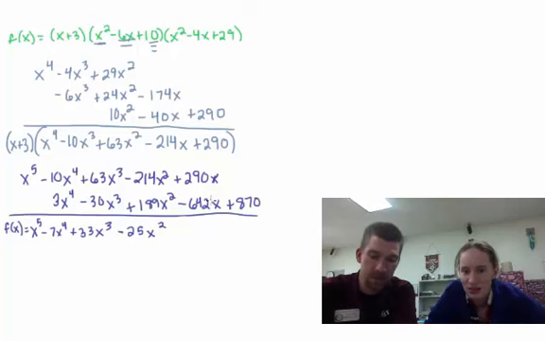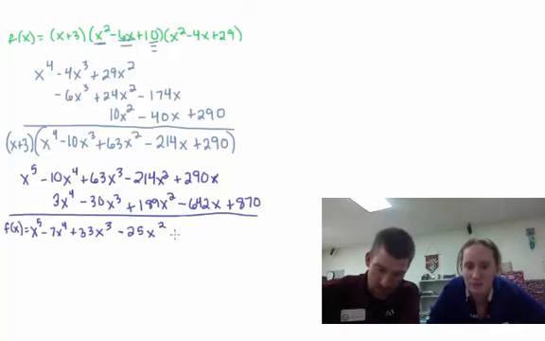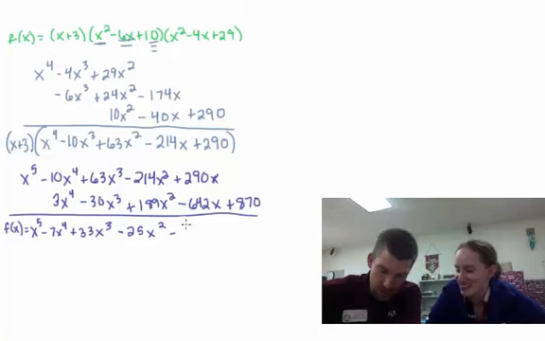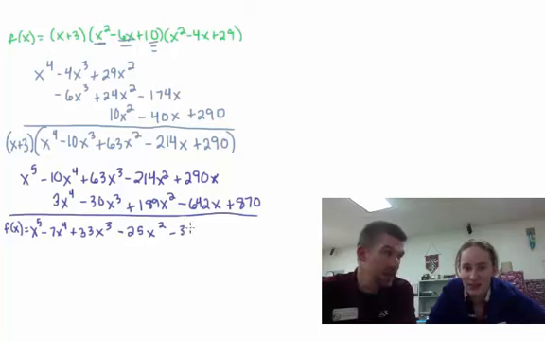And then 290 minus 642. Positive 290. Okay, so 290 minus 642. 352 on the negative side of things. And then 870 is its own term. Hey, look, we did it.